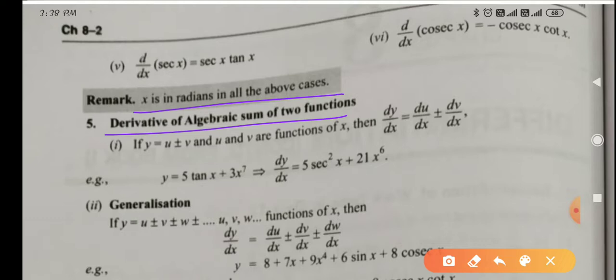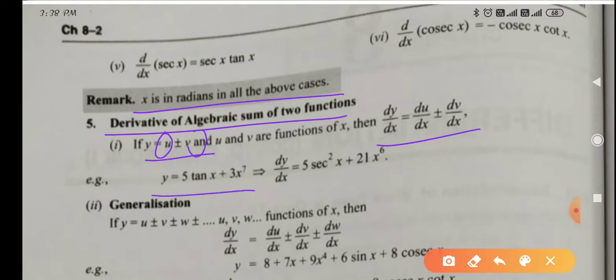Next is fifth, derivative of algebraic sum of two functions. It is very easy. If the sum of two functions is given, then you can take the derivative separately. You can see the example here. If y equals u plus minus v, so dy upon dx equals du upon dx plus minus dv upon dx, means separate differentiation can be taken.